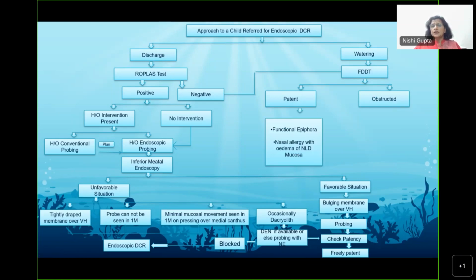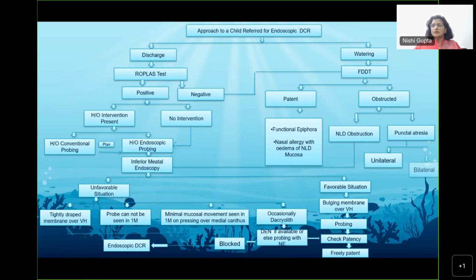It could be functional epiphora, nasal allergies, or some edema of the mucosa. If it is obstructed, we have to find out whether it is NLD obstruction or punctal atresia, which is not uncommon in children. We find it in quite a few cases. So if NLD is obstructed, then we go ahead with inferior meatal endoscopy and follow all these steps. Punctal atresia, of course, I don't have to go into the details. There is a management for that also.